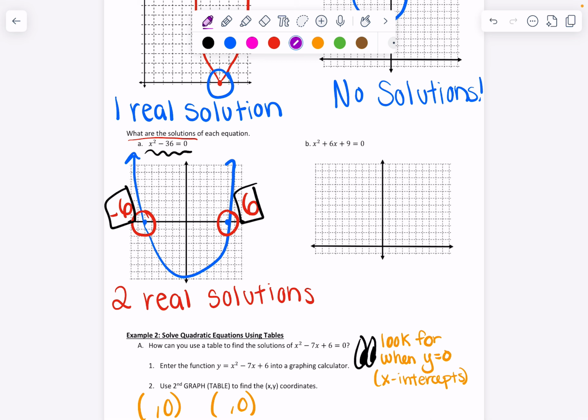All right, last one over here. When we sketch this last graph, it looked something like this. And for that one, we only cross the x-axis 1 time. So we would state there is 1 real solution. All right, in our next examples, we'll figure out how we can get those solutions exact.